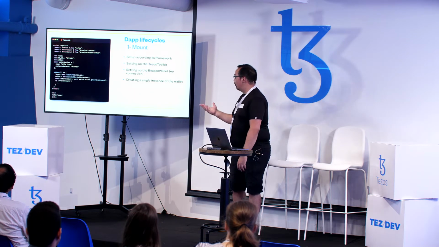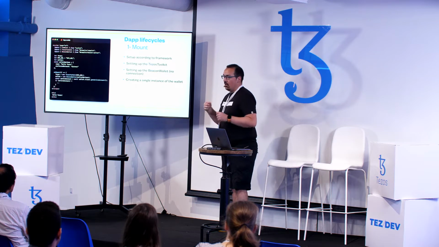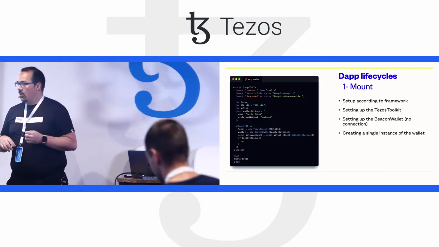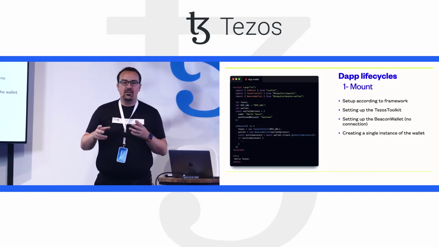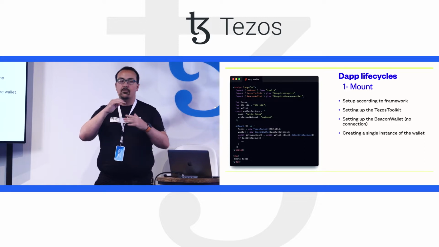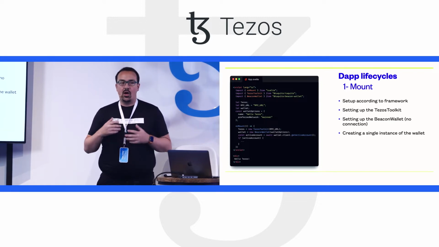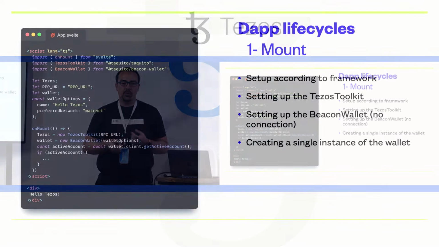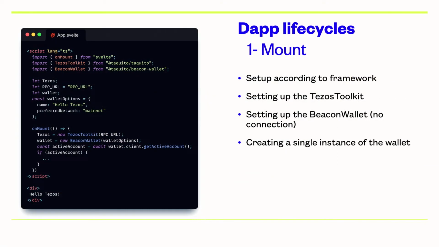The fourth thing that you would like to do is to create a single instance of the wallet. And what I mean is that Beacon is just a little bit picky, and you have to create a single instance. If you create multiple instances in your application, some of them are going to overlap, or there's going to be bugs or error messages. So it's very important to create a single instance of the wallet.